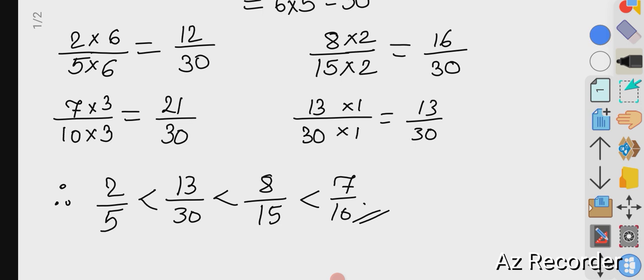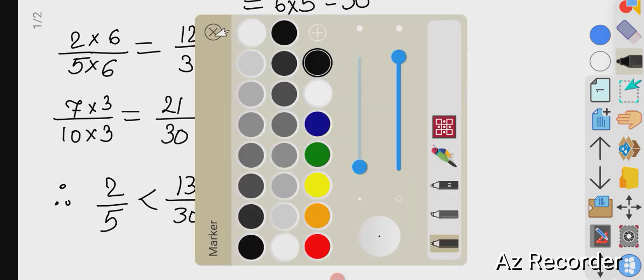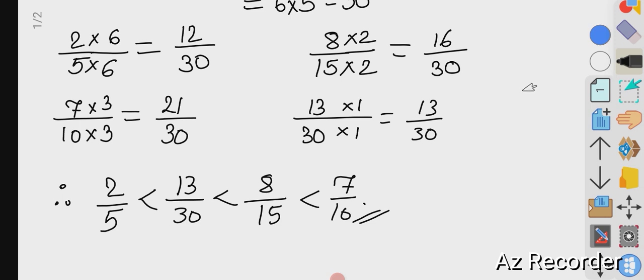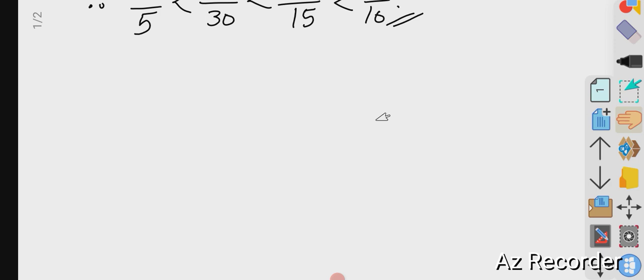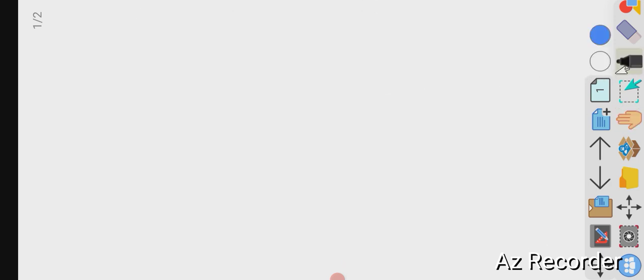Okay, so this was the first question out of the 4 given questions. In this question, 4 sub-questions are given, so we have solved the first sub-question. Now moving forward toward the second question. See here. Okay, let's see the second question.